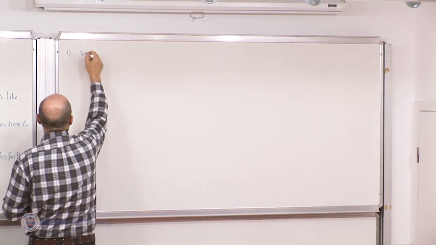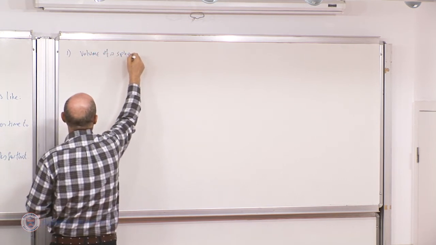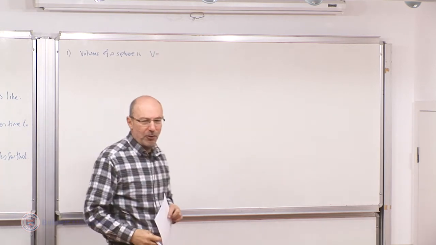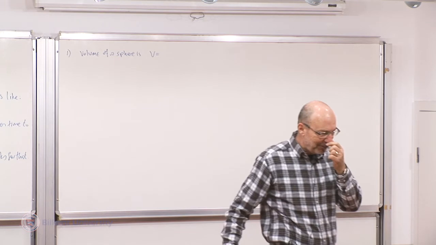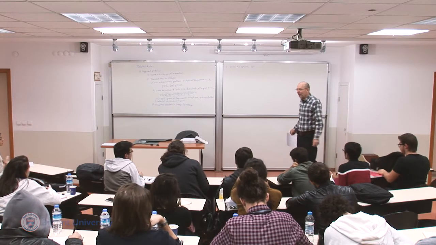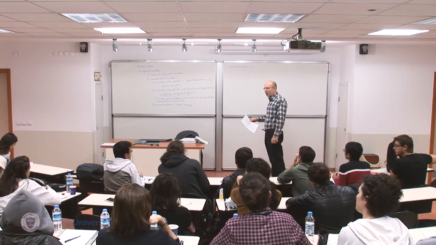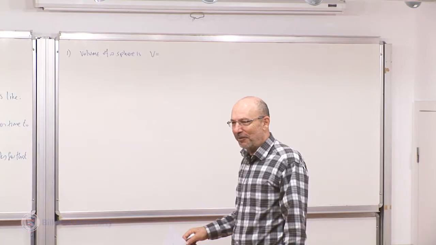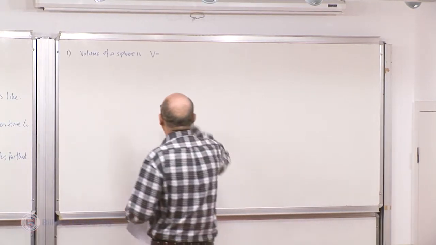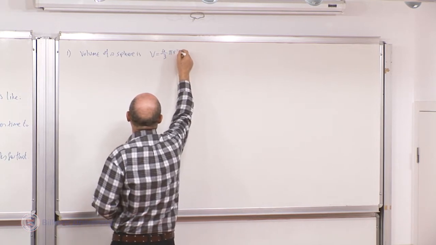So what is the volume of a sphere? Okay, what's the volume of a sphere? 4 pi r cubed. That's the surface area. Divided by 3, you get the volume, right? 4 over 3 pi r cubed.